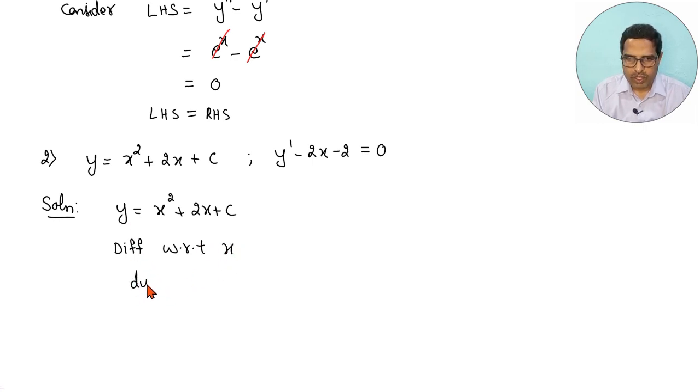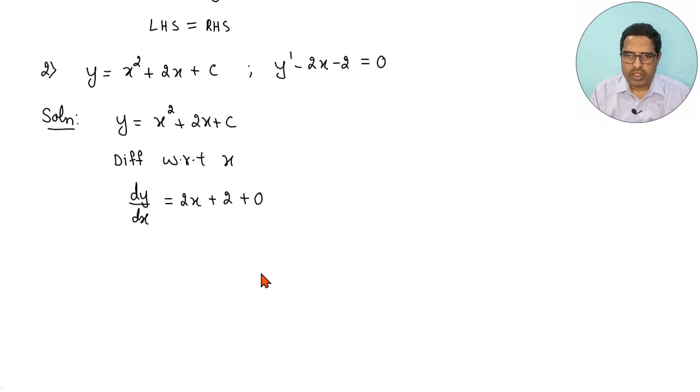So we get dy by dx equals, differentiation of x square will be 2x, plus 2 into differentiation of x, which is 1, so 2 times 1 will be 2. Plus c is a constant, and differentiation of a constant is 0. Therefore, dy by dx represents y dash, which is nothing but 2x plus 2. Now take the given differential equation and substitute this value there.